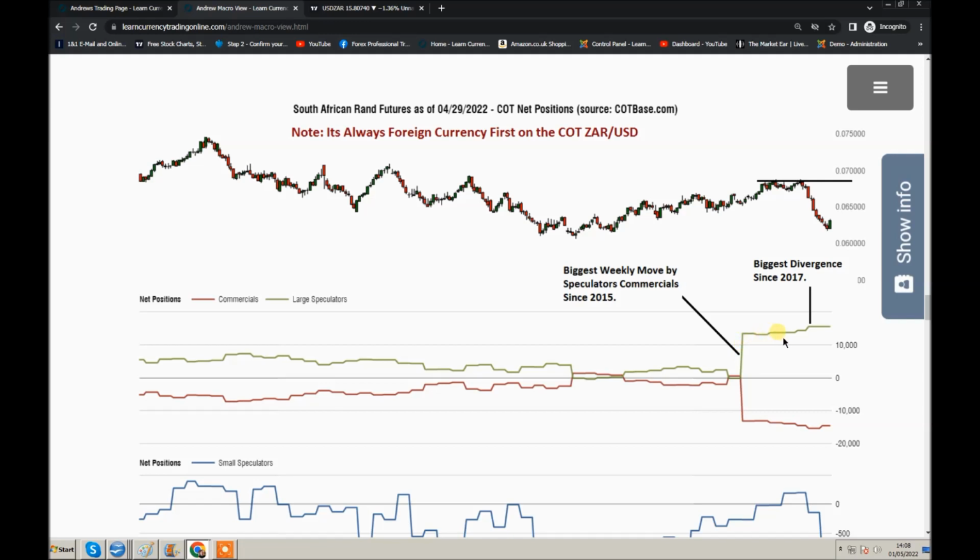What we can see is the speculators, they've actually, over the last couple of weeks, increased their longs slightly. So despite the fall in the Rand, they're still bullish and buying a falling Rand. Commercials remain very, very short. I think we're going to see a big washout of these specs, and the USD is going far higher.